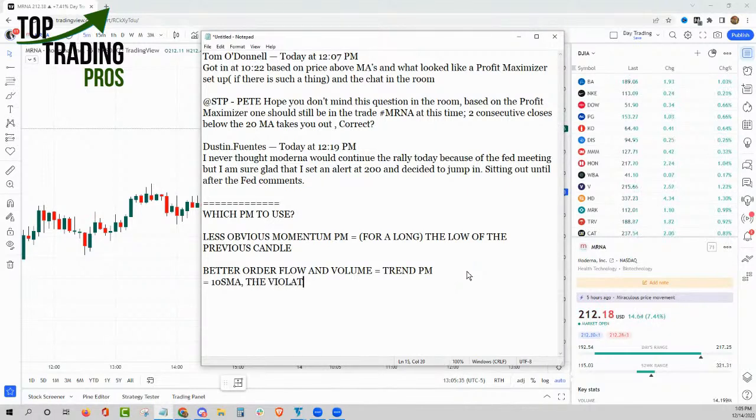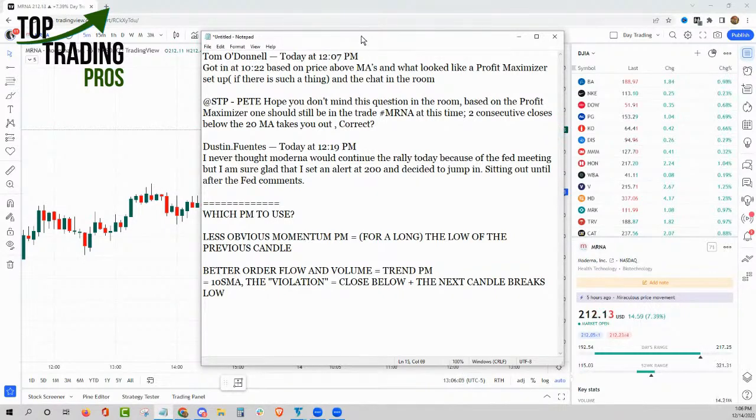The violation, which is what we're calling it, I'll explain what that means in a second. Which equals close below the 10-period moving average plus the next candle breaks that low. So it's actually a two-step exit. And I'll show you exactly what I mean. Okay. So you might want to take a screenshot of this.